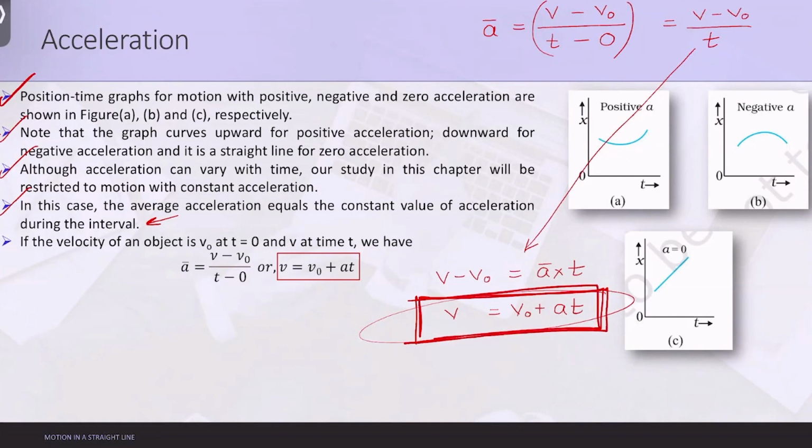That is, if we need to calculate the value of velocity at some time t, and we know the value of initial velocity and the acceleration, it can be found. So final velocity is equal to initial velocity plus acceleration into time. This can be written as v final is equal to v initial plus acceleration into time. Okay, so that is the first kinematics equation.